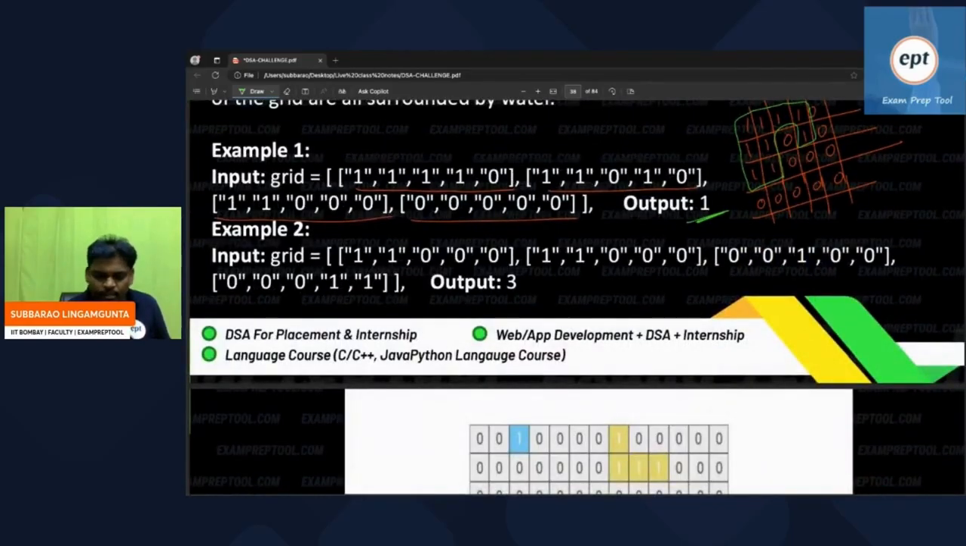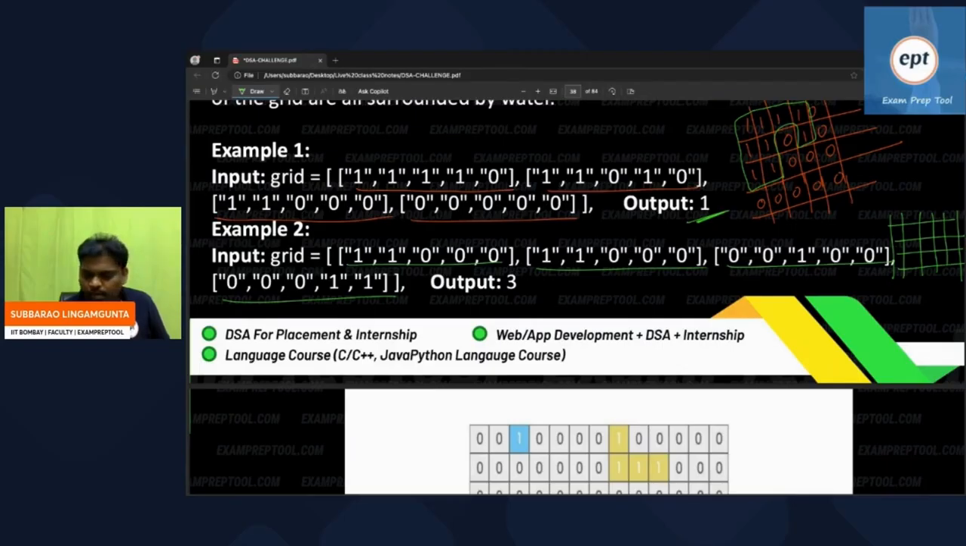Similarly, you can see the second example also. How many rows? 1, 2, 3, 4, 4 rows are there. How many columns? 1, 2, 3, 4, 5, 5 columns. So let me write one by one.